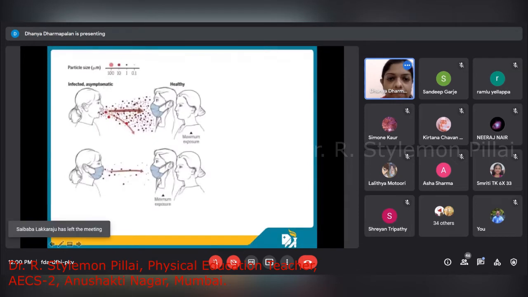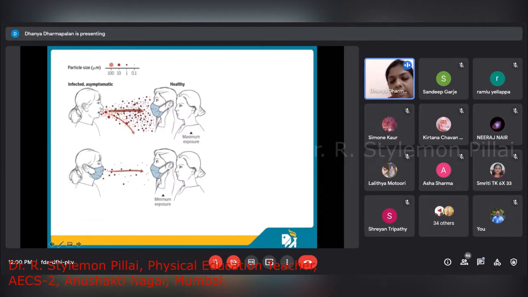And if both people are wearing masks, the exposure becomes really very low. So if all the children in your class are wearing masks, then there is the least chance of exposure.